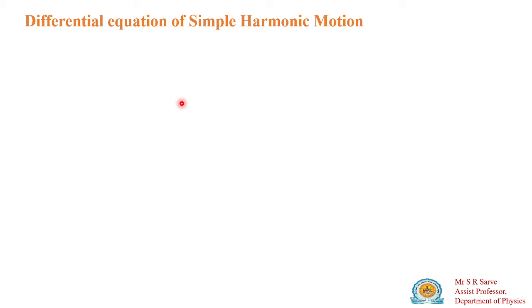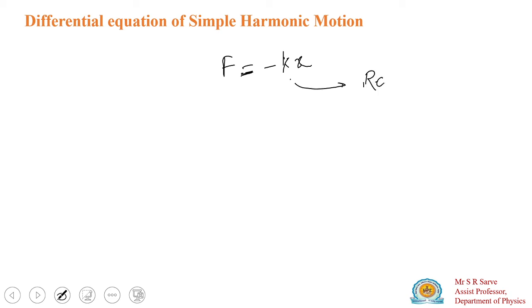Suppose a particle is performing a simple harmonic motion, then what is the restoring force? The restoring force is given by F is equal to minus kx. Okay, where k is your, what is k? K is your force constant, or restoring force constant.